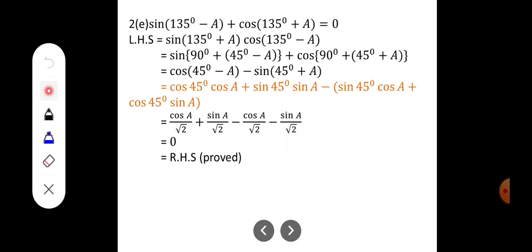Then after cancelling this term, we will get 0, and it was our right hand side. So left hand side equals right hand side, proved.